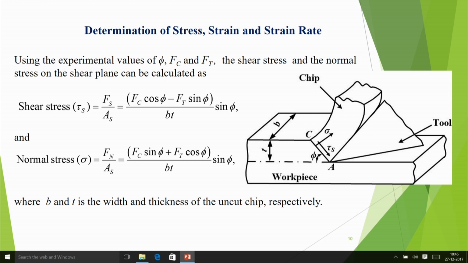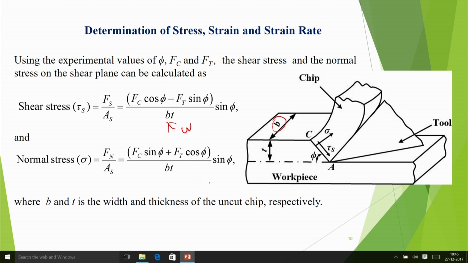Some books may use W for B, so be careful, because you may be reading two or three books. B can be called W also. Here in this figure, this is B. So, what is it indicating? That the shear stress, of course, increases if Fc is more, and if Ft is more, then it is decreasing. It is also dependent on phi, and it is dependent on B and T.